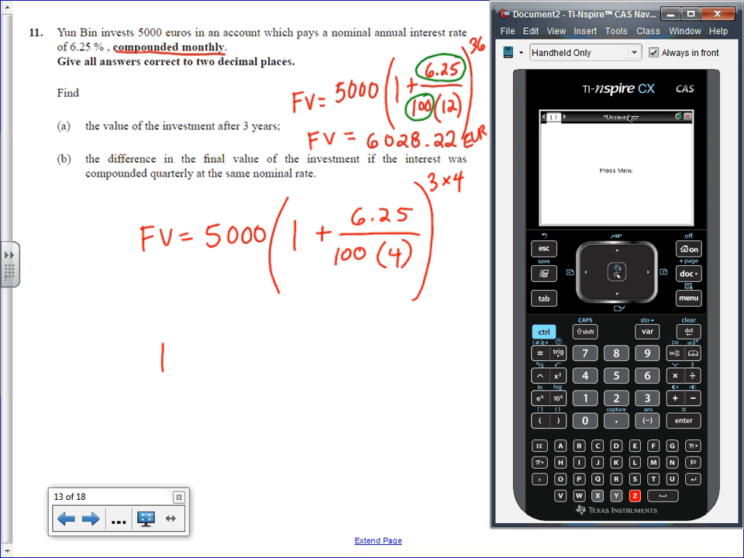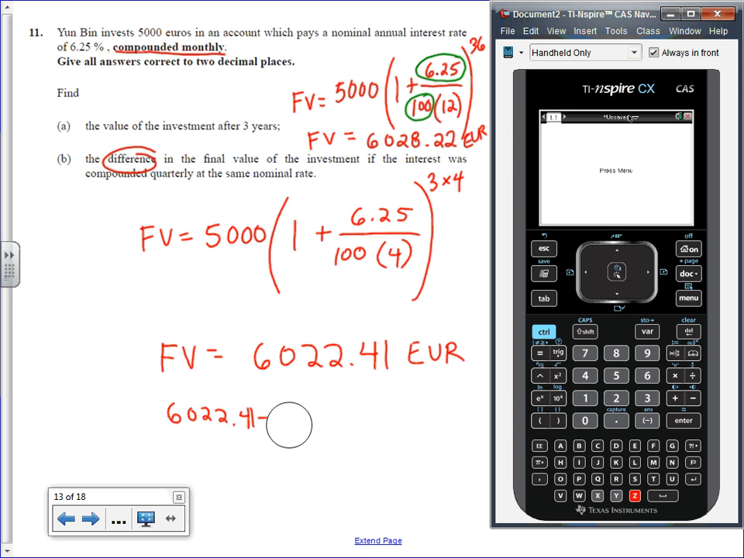And we do this on the calculator and figure out that this value, the final value at quarterly compounding, comes out to 6,022.41 euros. And it was asking us for a difference, so you could get some credit just for having this number shown. And then we'll subtract this one.